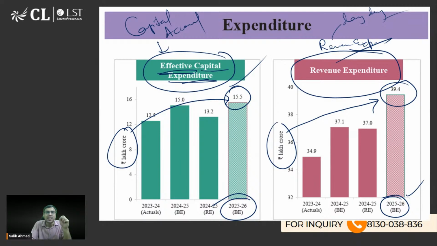So capital account में expenditure कहाँ होता है? Long term, building bridges, buildings, etc. है ना, कंस्ट्रक्शन एक्टिविटीज और इंफ्रास्ट्रक्चर, मैन्युफैक्चरिंग एक्सेट्रा में बड़े लॉन्ग टर्म प्रोजेक्ट, 3 से 5 साल, more than 3 to 5 years. So that's what it will be.